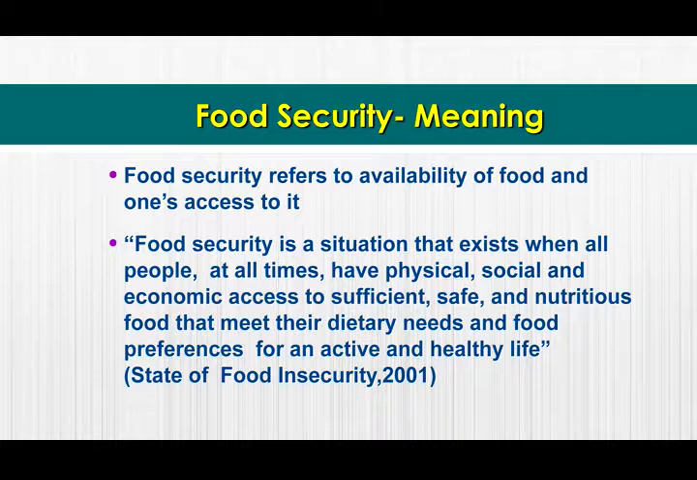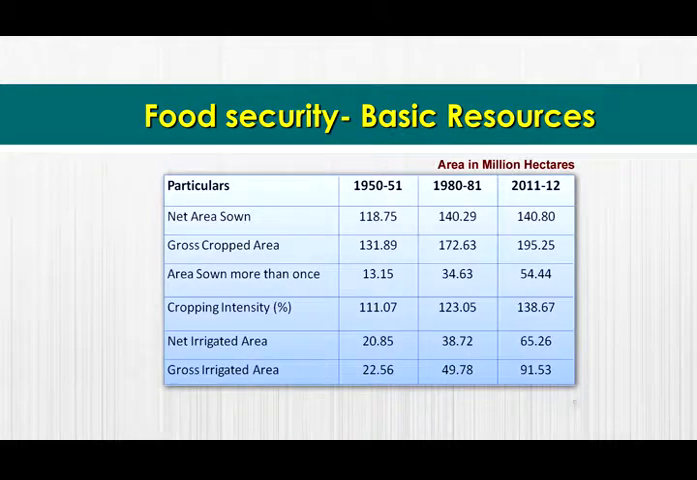You know, what is the meaning of food security? Food security is basically to make food available and ensure one has access to it. A broad definition of food security was given in 2001. Food security is a situation that exists when all people at all times have physical, social and economic access to sufficient, safe and nutritious food that meets their dietary needs and food preferences for an active and healthy life. So, in food security we have to make available food grains and all other nutritious food, and then people have the physical, social and economic access for their dietary needs, so that they have a healthy life.